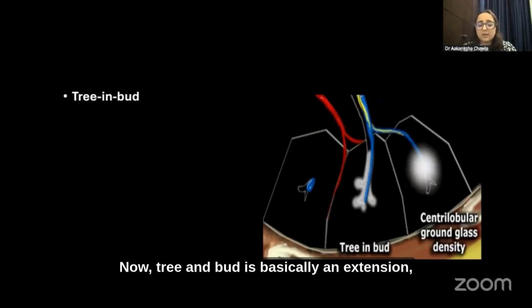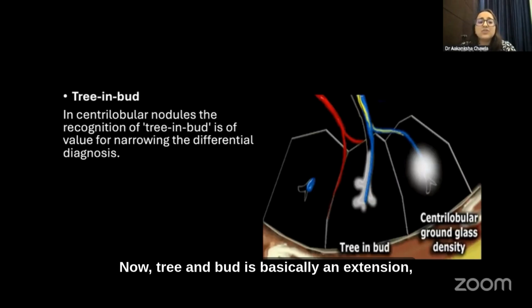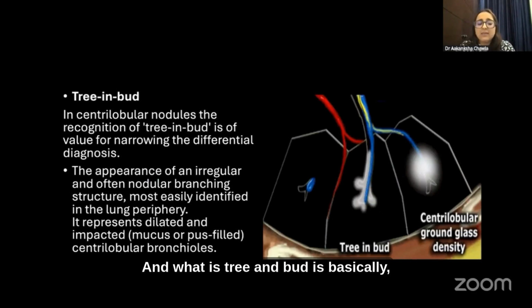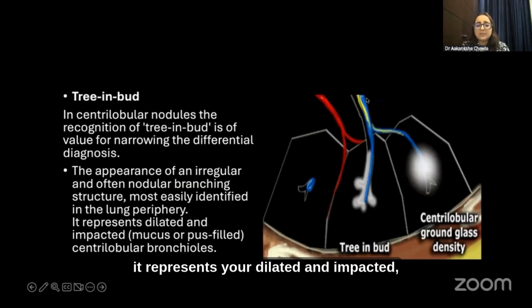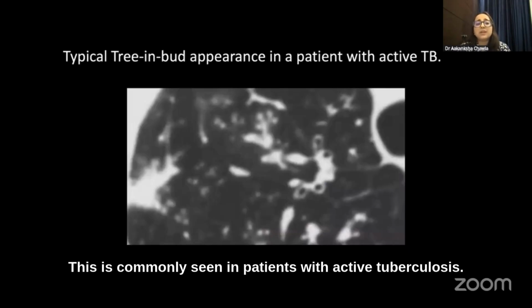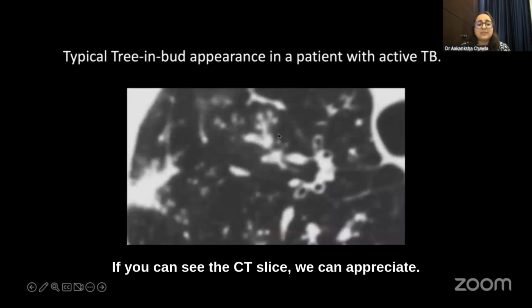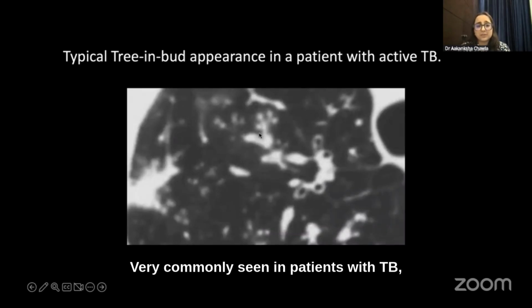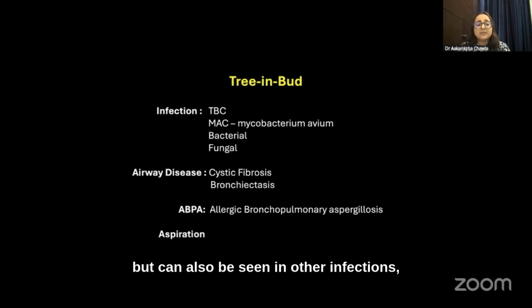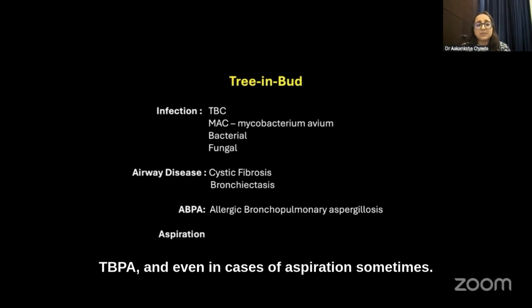Then tree in bud. Now, tree in bud is basically an extension of your centrilobular nodules. It represents your dilated and impacted, whether it is mucus or pus-filled, centrilobular bronchioles. Where do you commonly see this? This is commonly seen in patients with active tuberculosis. If you can see the CT slice, we can appreciate there's a tree in bud appearance here. Very commonly seen in patients with TB, but can also be seen in other infections, in airway diseases like cystic fibrosis, bronchiectasis, ABPA, and even in cases of aspiration sometimes.